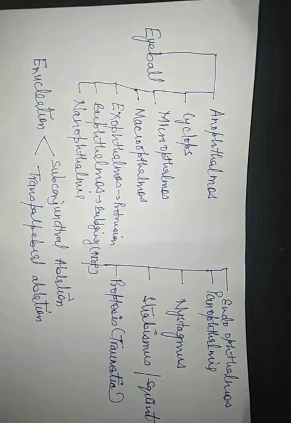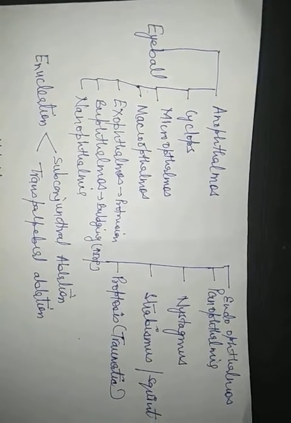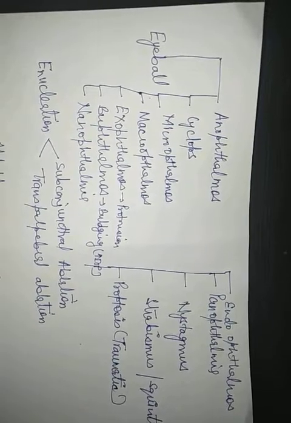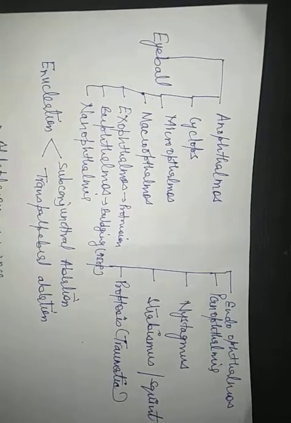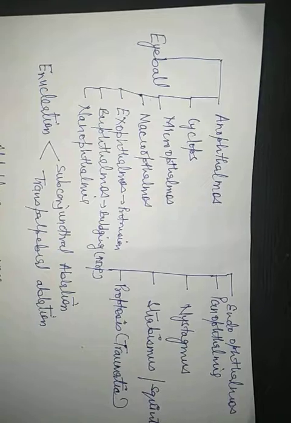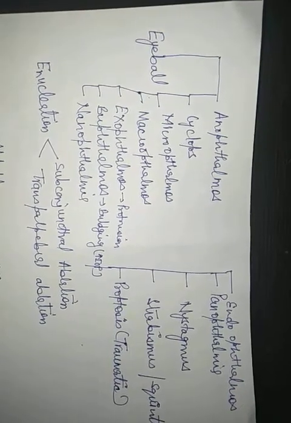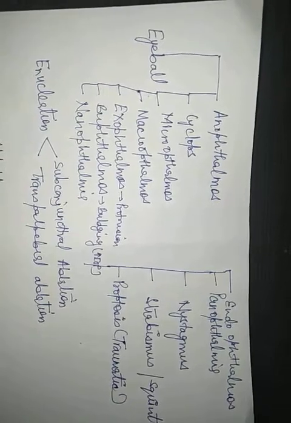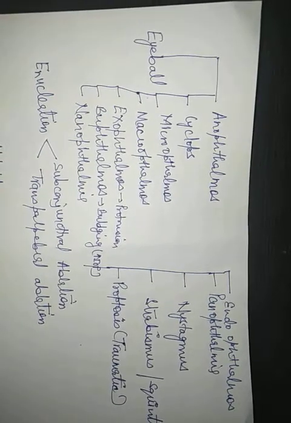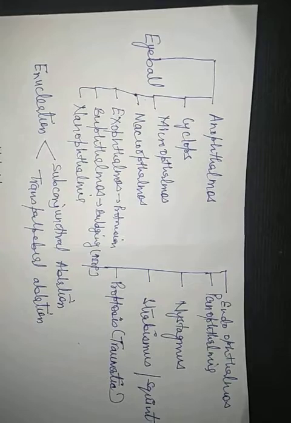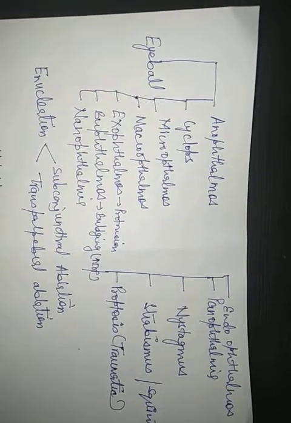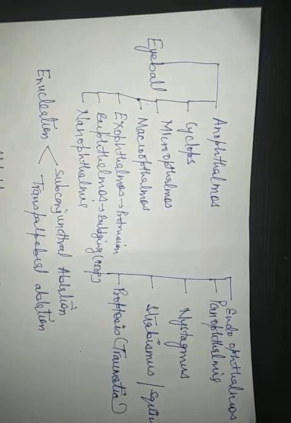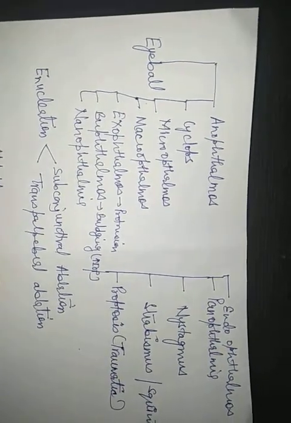Nystagmus is the involuntary movement of the eyeball, and strabismus is the deviation of the globe from its proper axis. Then comes proptosis, which is mostly the traumatic type, in which there is protrusion of the eyeball from the orbital cavity to a degree that there is entrapment of the eyelids behind the eye. It means the eyelids come behind the eye and are entrapped there, and the globe is totally protruding outside.